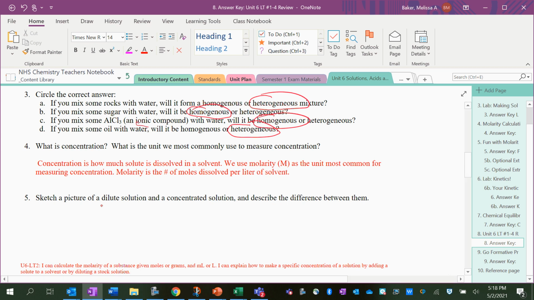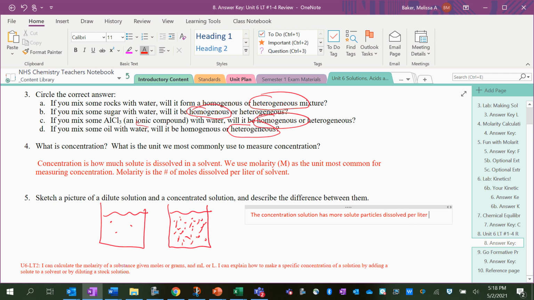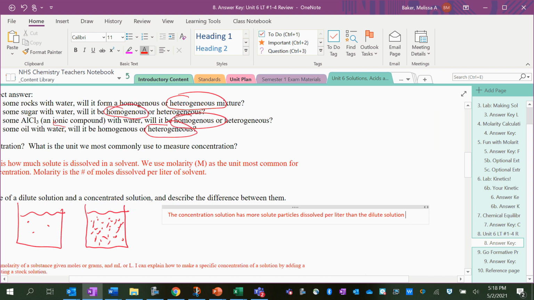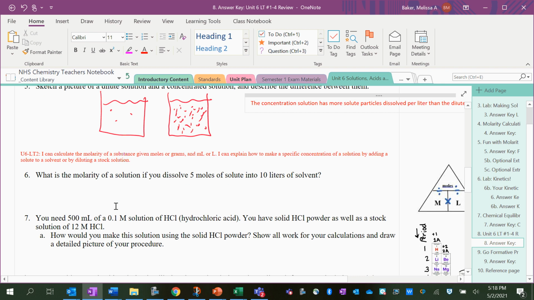Sketch a picture of a dilute solution and a concentrated solution. I'm not trying to break my stylus here. Describe the difference between them. The concentrated solution has more solute particles dissolved per liter than the dilute solution does. Okay, moving on to the next learning target.